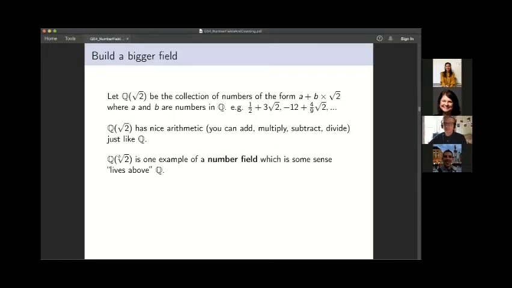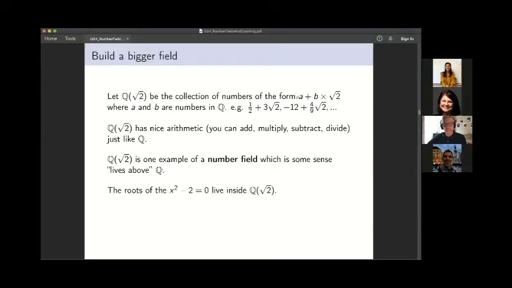My choice for this phrase will hopefully be clear in a few minutes when I draw some pictures. But the other thing to think about is that Q lives inside here just as a set of things, right? If you look at numbers of the form a plus b times the square root of 2, if you set b equal to 0 and let a range over all rational numbers, you've ranged over all of Q, and so Q lives inside Q adjoin the square root of 2.